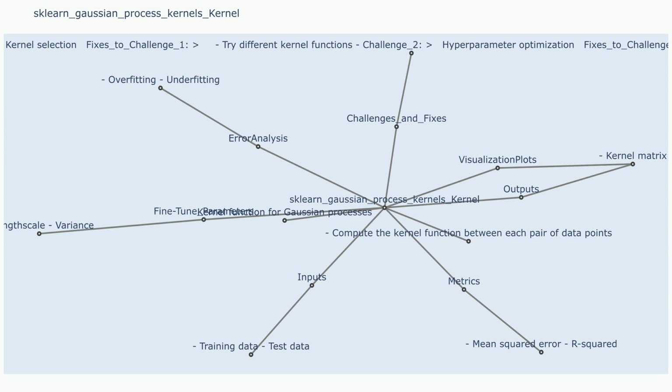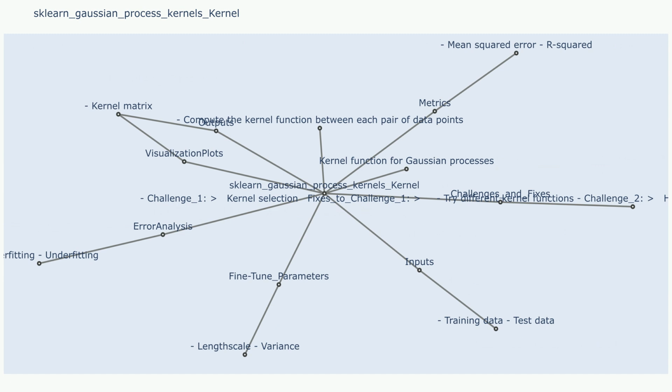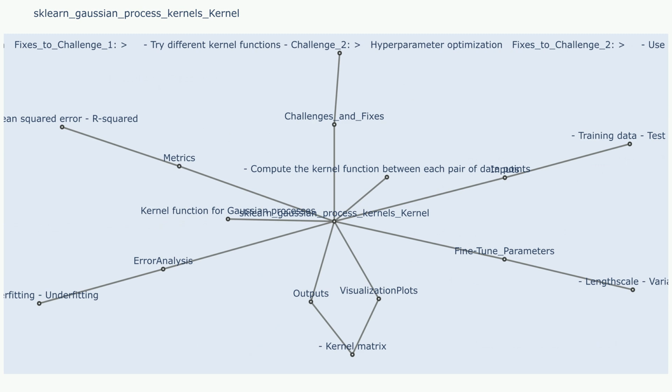sklearn Gaussian process kernels. Kernel description. The kernel class in scikit-learn's Gaussian process module represents a mathematical function that describes the similarity between two data points. It's a fundamental component of Gaussian process regression (GPR), which uses the kernel to model the relationships between input data and target values. Kernels allow GPR to learn complex nonlinear functions, capturing patterns and dependencies in the data.